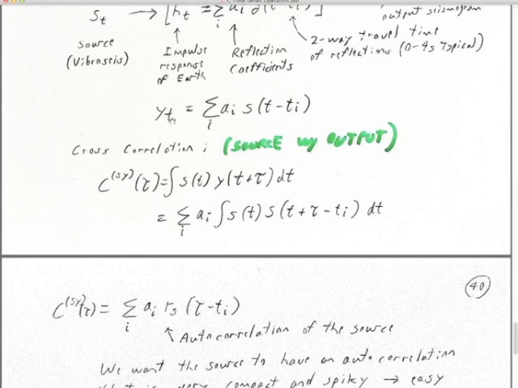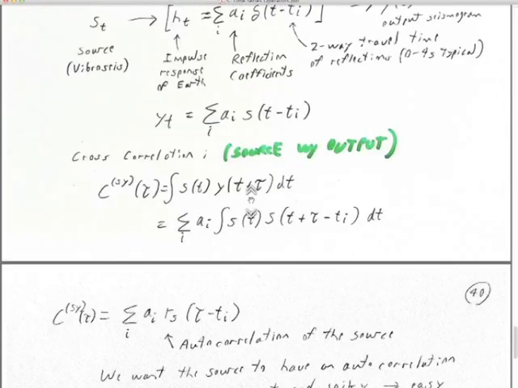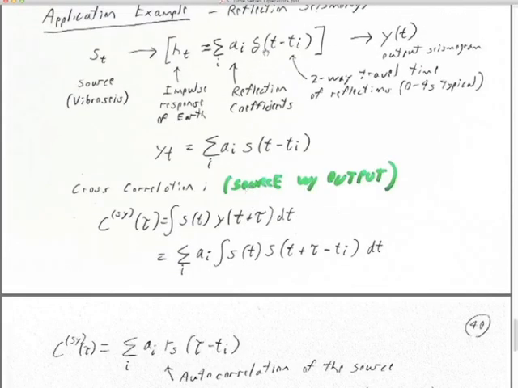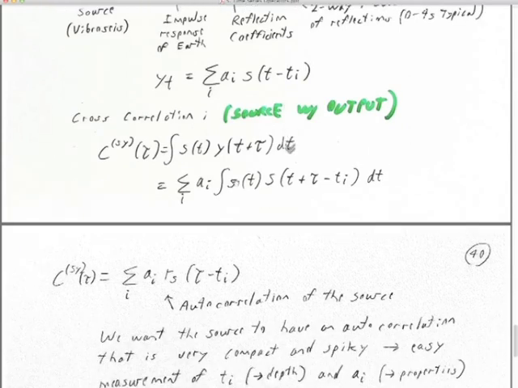Because here's the definition of y, right? And y has these delta functions in it, so you can kind of bring those out, and what you've got is you have the sum of all of the reflection coefficients times this integral here. You should recognize this integral as the autocorrelation of S, the autocorrelation of the source.